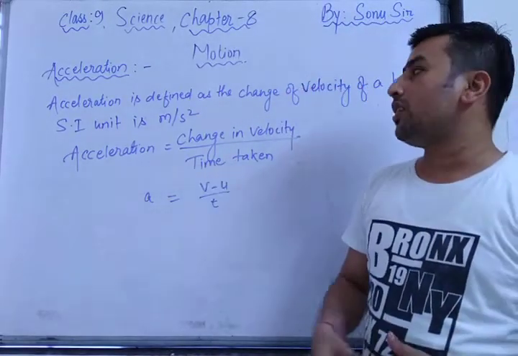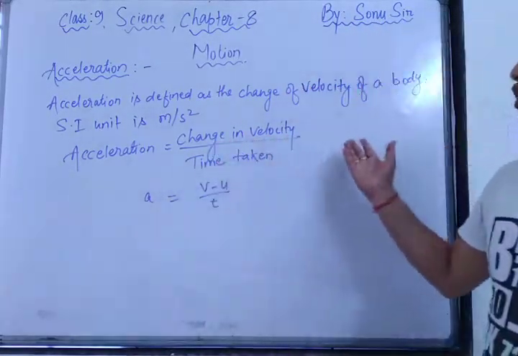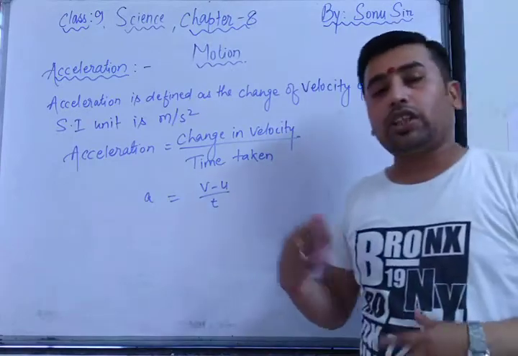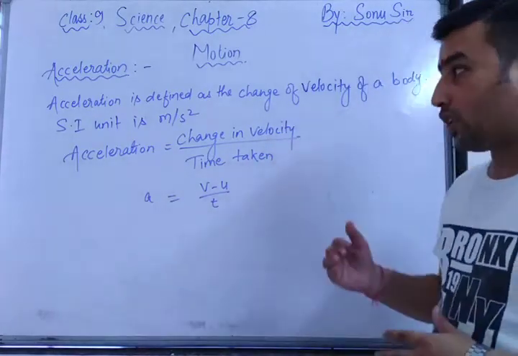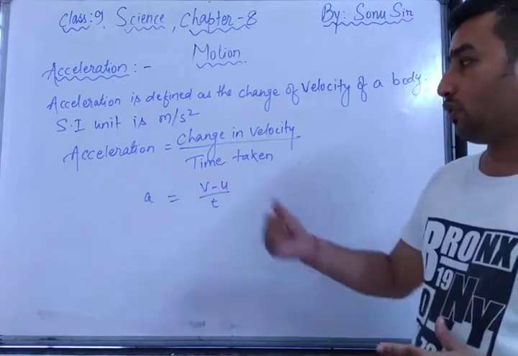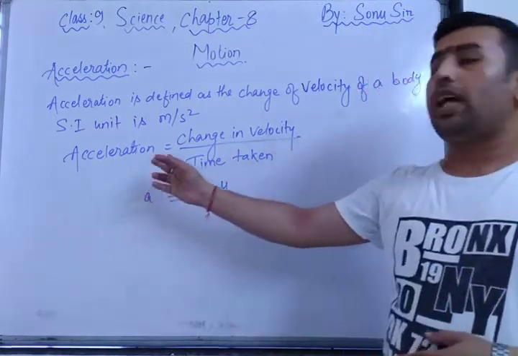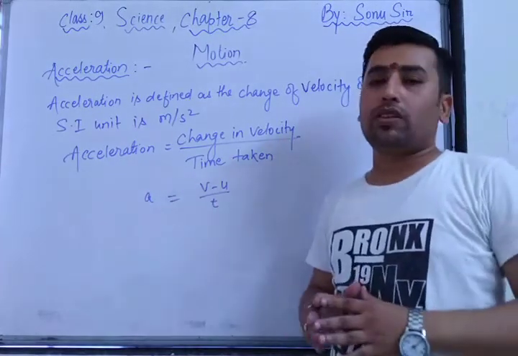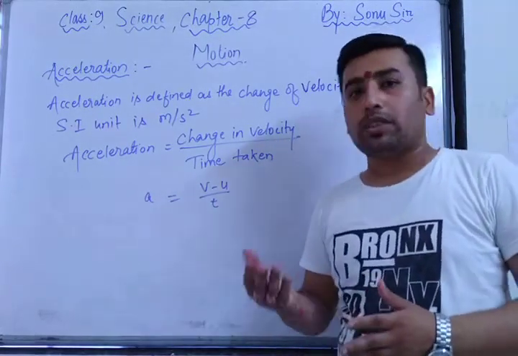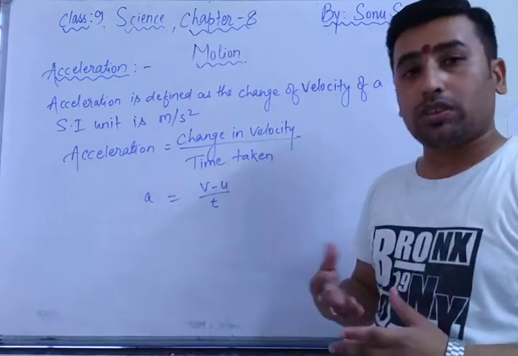What is acceleration? Acceleration is defined as the change of velocity of a body. Change of velocity of a body is called acceleration. So that's why here I have written the formula: acceleration is equal to change in velocity by time taken. What is change in velocity? Initial speed was something else and the final speed was something else.